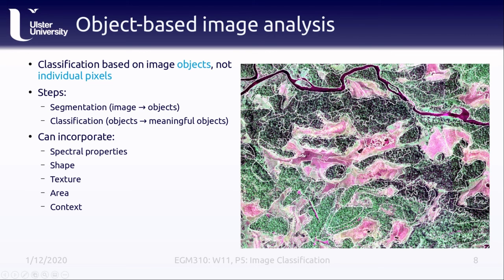We can also include context. We wouldn't expect a white sand beach to be surrounded by agricultural fields, so we can use this relationship to help identify objects or help determine what class that might belong to. Finally, we can use other layers or other data sets, such as elevation, to help us classify objects. We don't just have to rely on the image data.